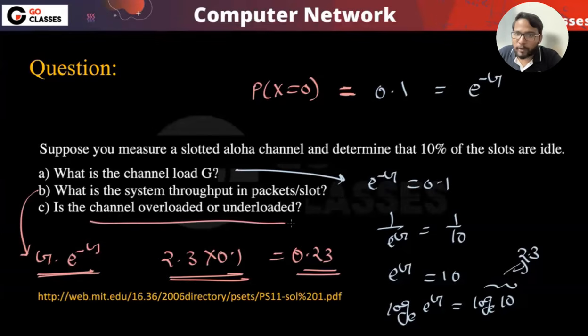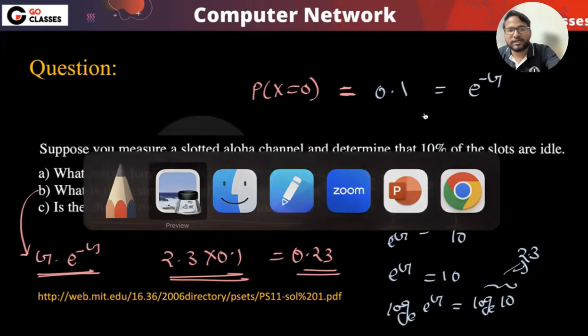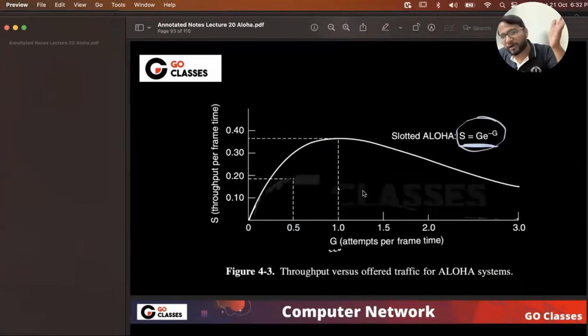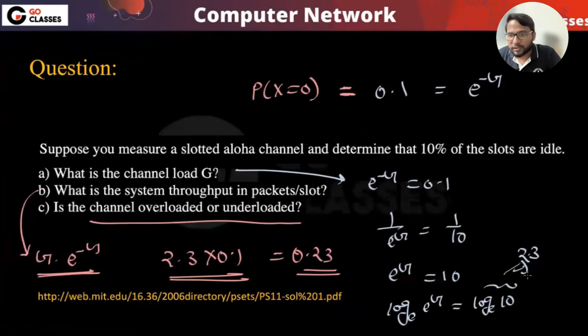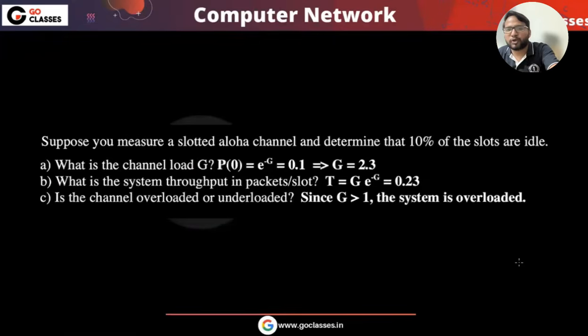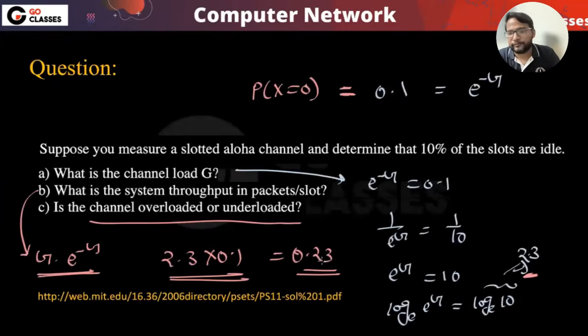Now, is the channel overloaded? Overloaded or underloaded: if G is greater than 1, it is overloaded, which means you are transmitting on average many frames per slot. This area is overloaded, this area is underloaded. Since G is greater than 1, we say it is overloaded. This is just a theoretical term. Have you understood everything about this question?